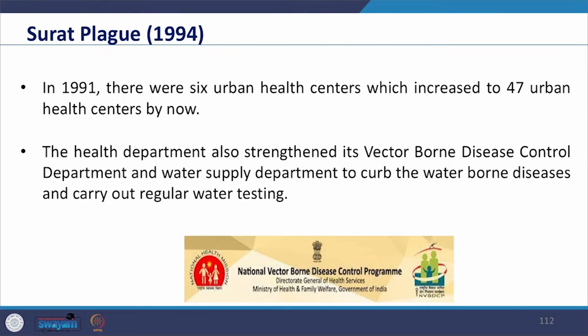In 1991, there were 6 urban health centers, which increased to nearly 47 urban health centers by now. Likewise, the health department also strengthened its vector-borne disease control department and water supply department to curb waterborne disease and carry out regular water testing. So, we see how the health infrastructure improvement was focused and the required work for it was targeted, and in addition the monitoring system was also developed and a drive mode was adopted, which helped in controlling and improving the situation of the city in such a crisis.